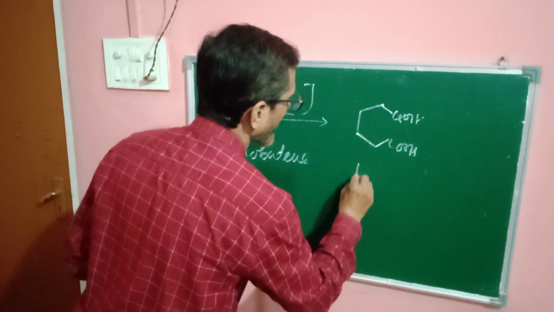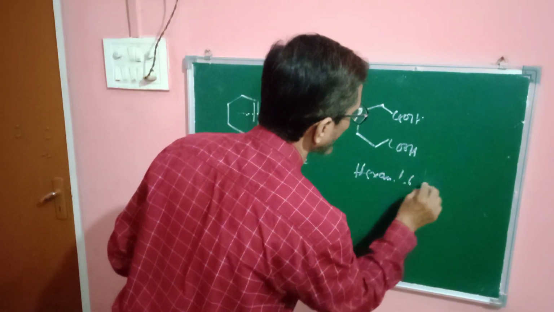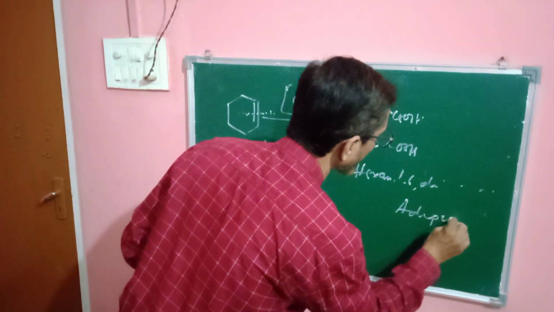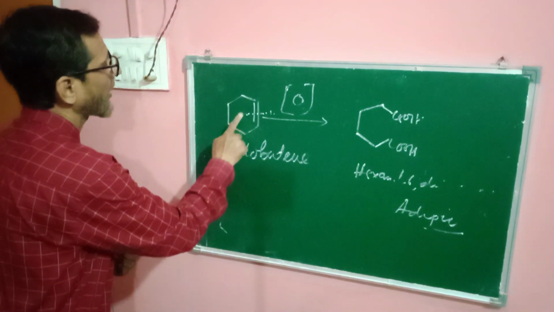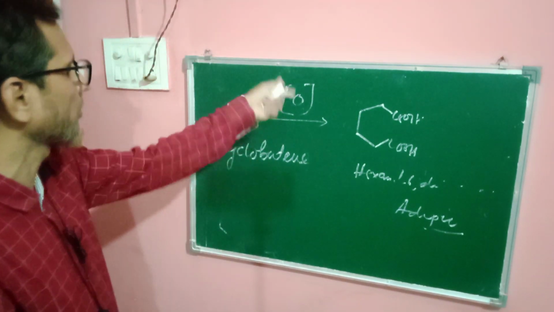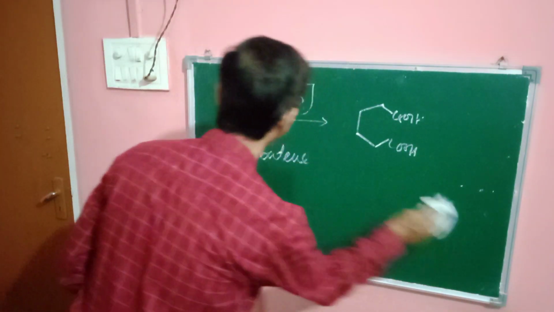It is hexane 1,6-dicarboxylic acid, or adipic acid. So this is, I think, new. You please keep it in your mind. Double bond breaks on oxidation with strong oxidizing agent in presence of nascent oxygen.